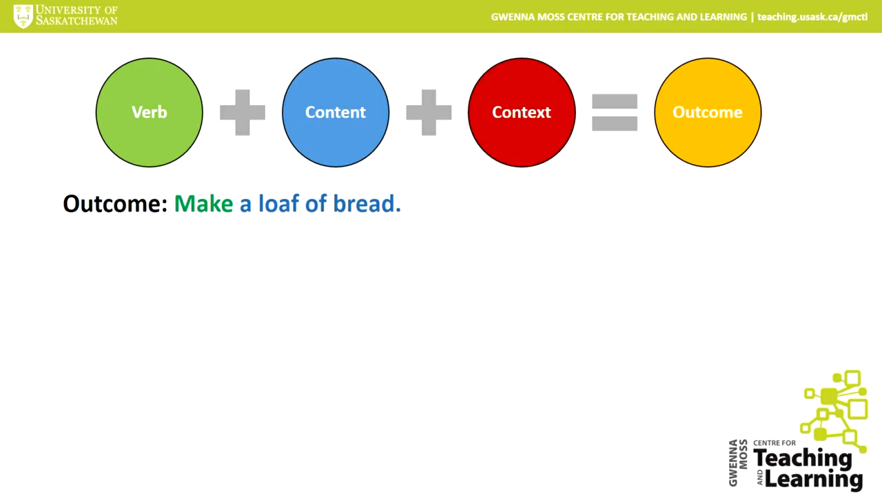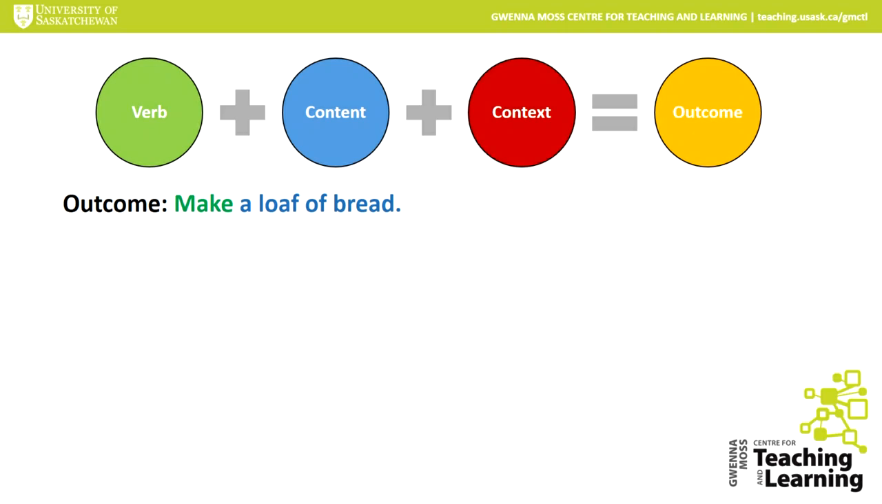So I've written this outcome. It's make an edible loaf of white bread using a basic white bread recipe. And you can see I've added the context in red. I've added some criteria. We have edible, white bread, basic white bread recipe. So that's my novice, beginner level bread maker.